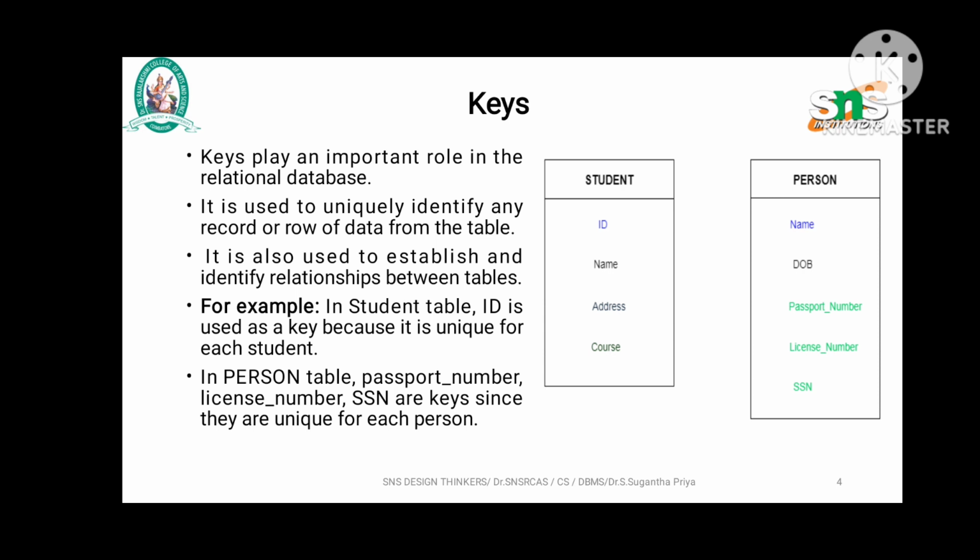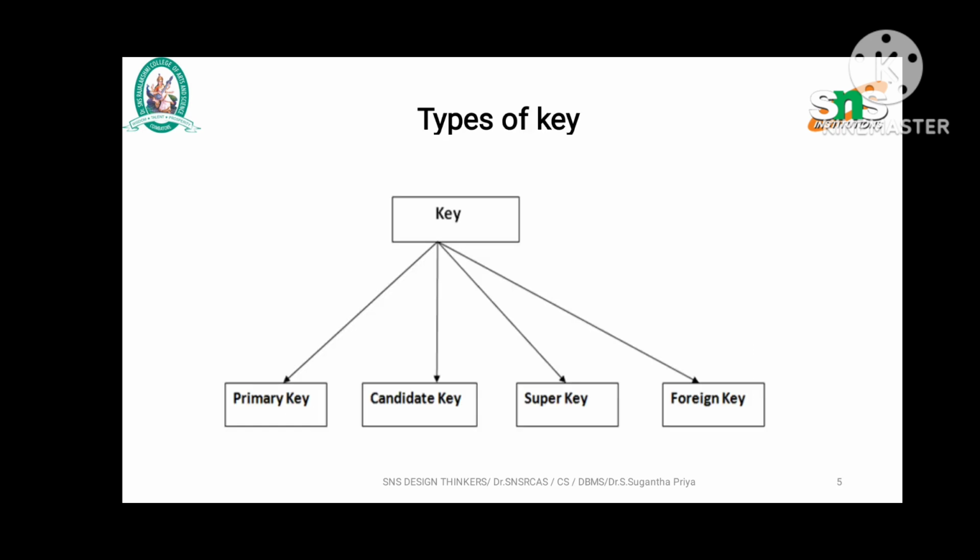For example, in the student table, we have attributes like ID, name, address, and course. ID is used as a key because it is unique for each student. In the person table, we have attributes like name, date of birth, passport number, license number, and SSN number. The passport number, license number, and SSN are the keys since they are unique for each person. Types of key, which include primary key, candidate key, super key, and foreign key.